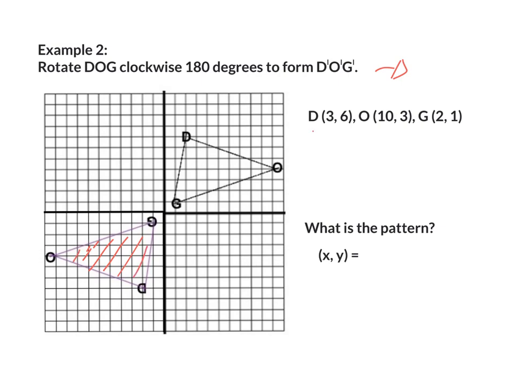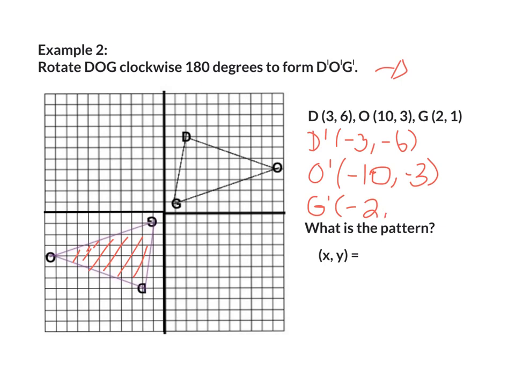So my new coordinates are going to be D' is at -3, -6. O' is going to be at -10, -3. And G' is going to be at -2, -1.